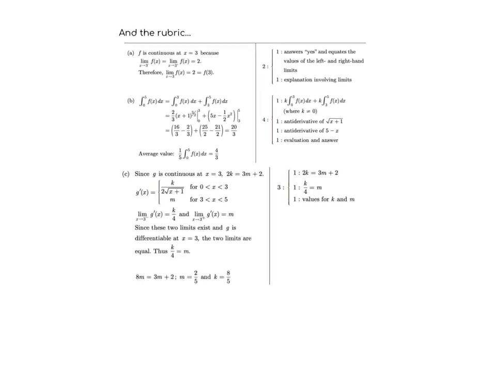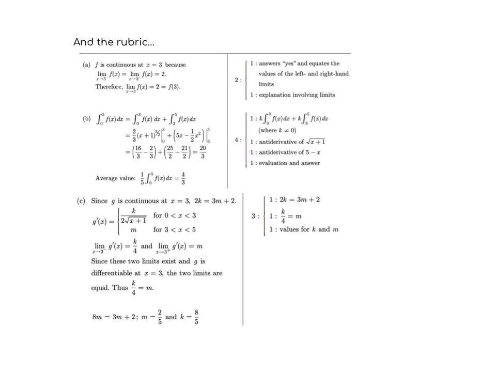And let's look at the rubric. We're continuous because the limits are the same and they're equal to function value. We did that. They did the integral in 2 different pieces. Again, I showed you this piece. You could show the analytic or you could just show the picture. It says antiderivative, but if you didn't show that antiderivative and you used geometry, that would be fine also.